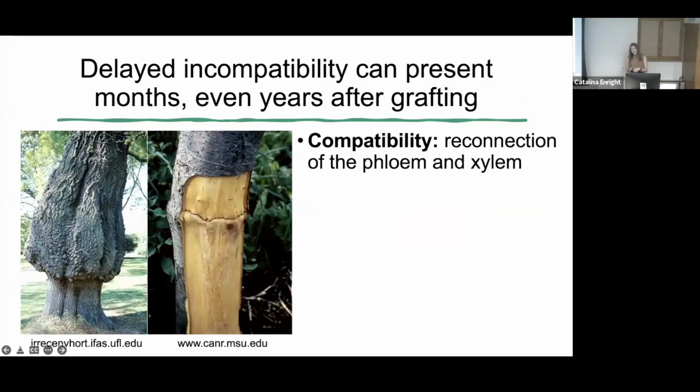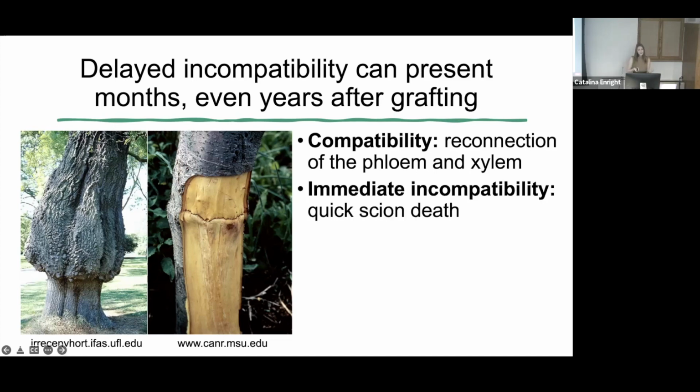I am specifically interested in graft compatibility, and anyone who has spent any time with me in the last 5 years has heard way too much about it. Graft compatibility is when two plants are grafted together and the xylem and the phloem are able to reconnect. This is in contrast to immediate incompatibility, which is when you graft two things together and there's immediate death.